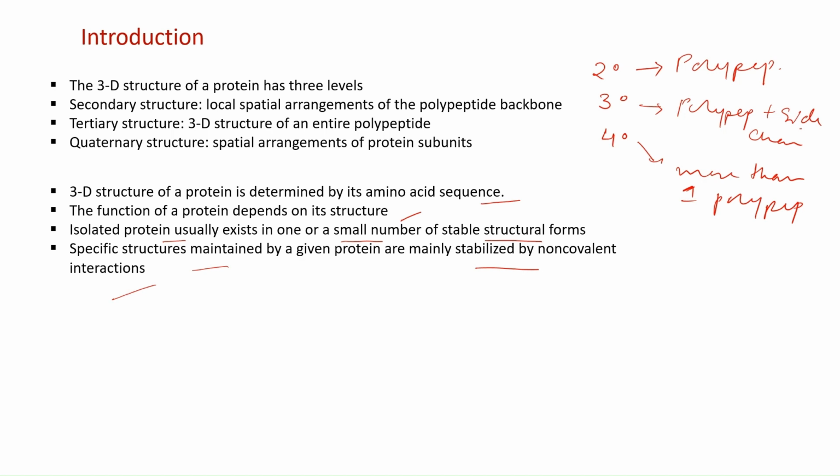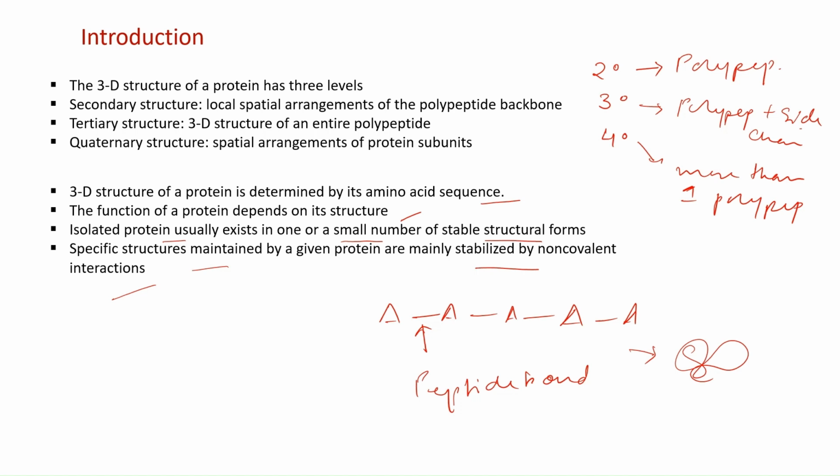If we see the primary structure of a protein, what is the primary structure of a protein? It is the sequence and composition of amino acids. What is the bond that connects these amino acids? Peptide bond. What kind of bond is this? It is a covalent bond. Whenever this primary structure folds into 3D structure, secondary, tertiary, and quaternary, the main stabilizing interactions are the non-covalent interactions. What are these non-covalent interactions?